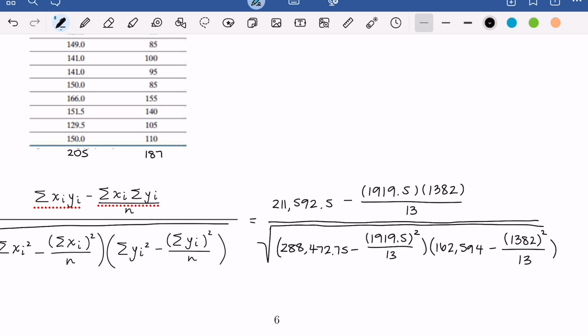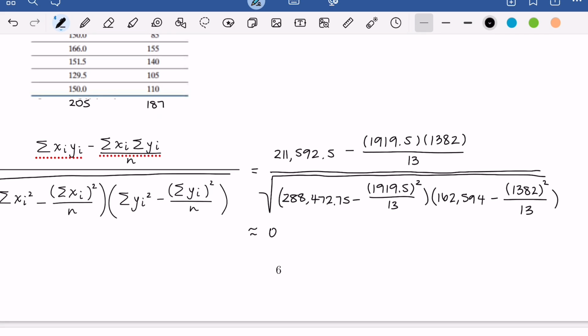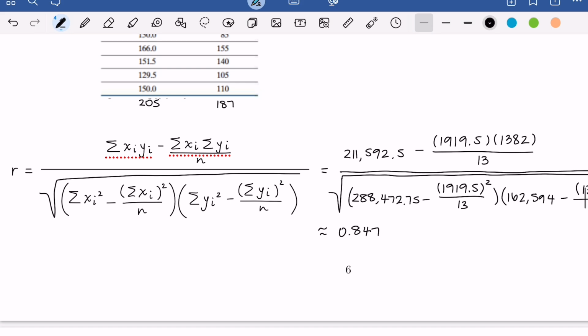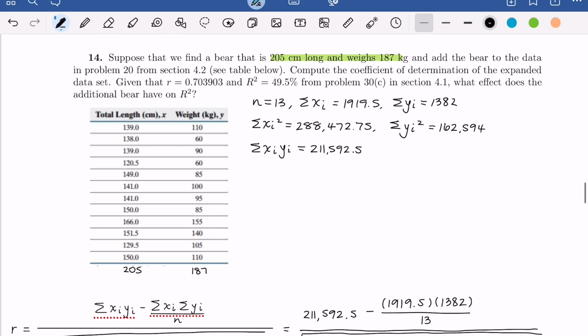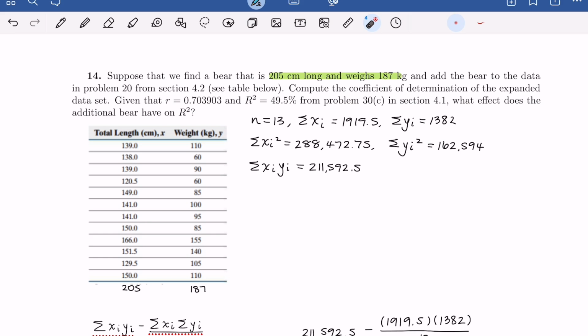Okay, so a lot of complicated calculations here. Make sure you do it slowly. This is going to give us approximately 0.847. So this is our correlation coefficient, and we know our coefficient of determination is this r squared, and we can find that by squaring this lowercase r. So this would give us 0.847 squared, which is approximately 0.717, which gives us 71.7%.